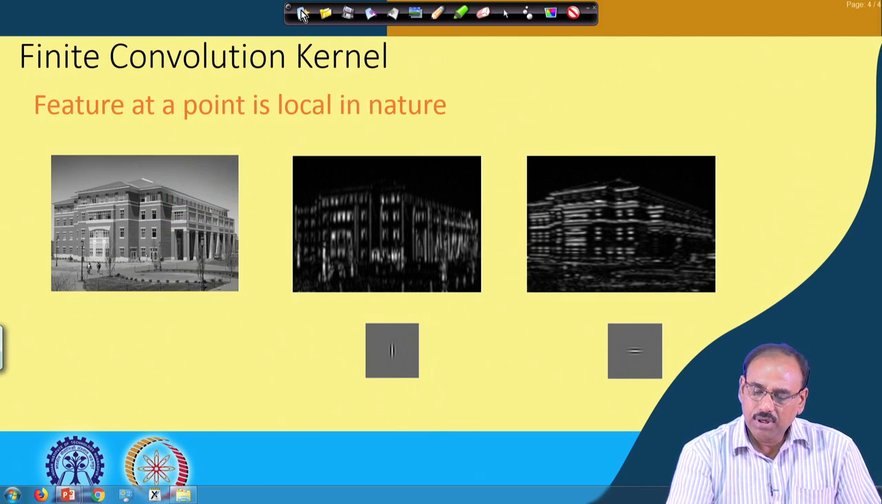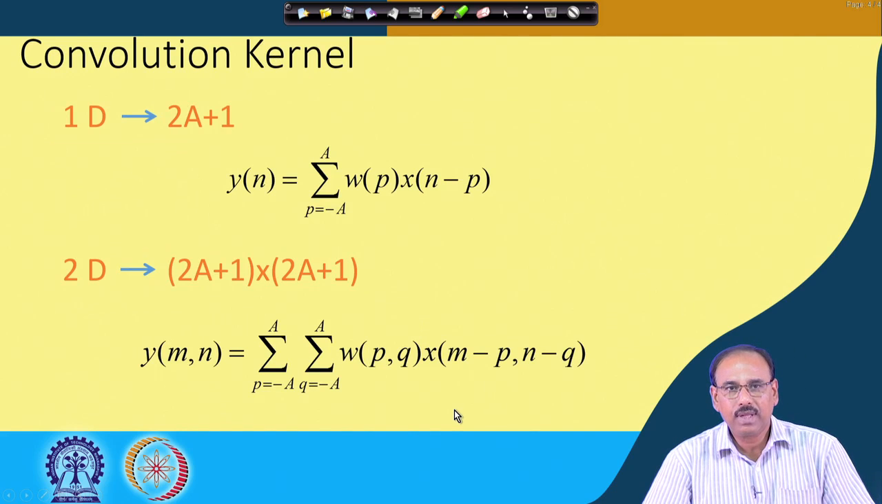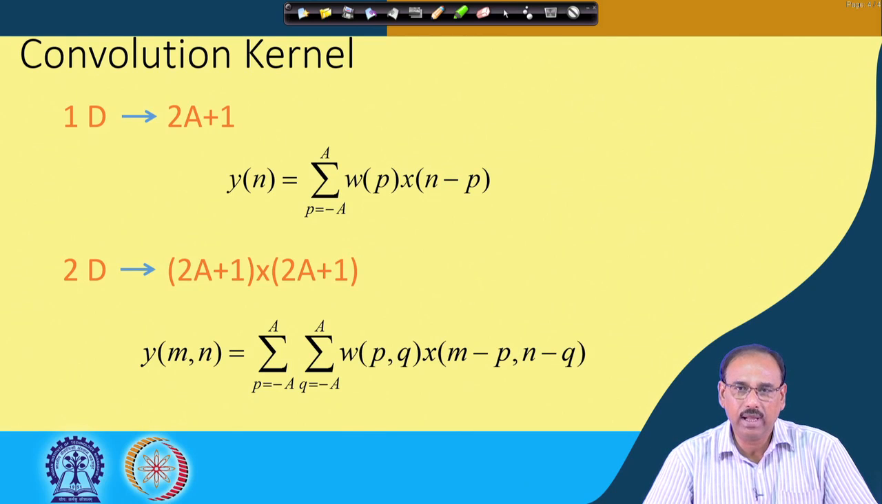Using this finite convolution kernel, now I can write my convolution expression in this form. In the one dimensional case, I assume that the span of the convolution kernel is given by 2a plus 1, where a is some integer, maybe 1, 2, 3 and so on. So, the value of a defines the span or size of the convolution kernel. Similarly, in the case of a two-dimensional signal, a convolution kernel can be of size 2a plus 1 by 2a plus 1, again for different values of a. So, the value of a will determine the size of the convolution kernel.